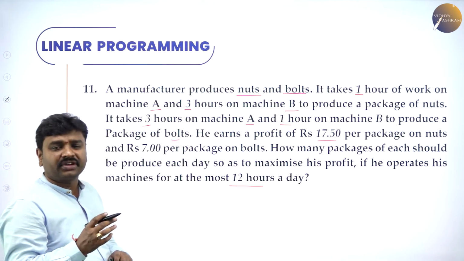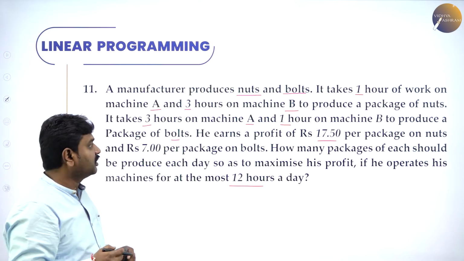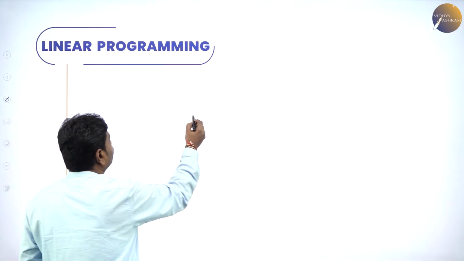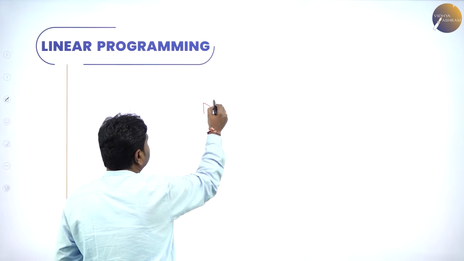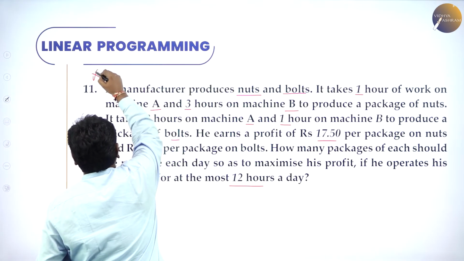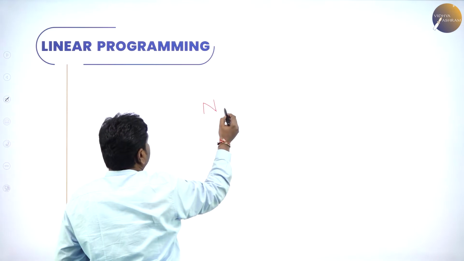So again, this is a manufacturing problem. So construct a table, read it and construct. We have two types of products. This is the most important question, repeated. This particular question is repeated in your board paper.